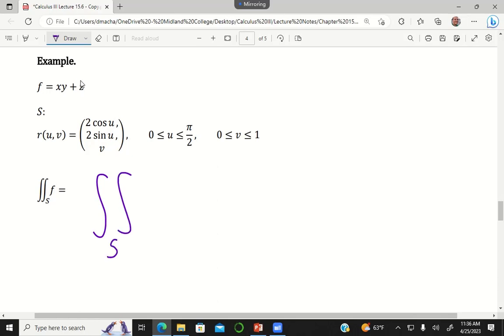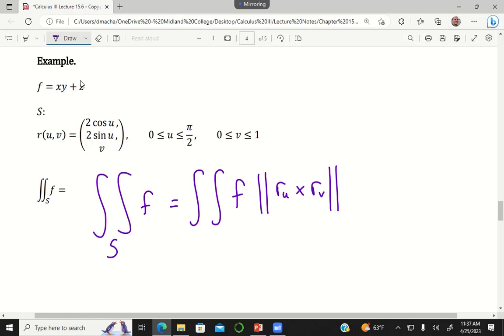Surface integral over a scalar field. The way we do this is we say we're going to take a double integral. This double integral is going to be over my parameters u and v. And what goes in the integrand is the scalar field itself times the norm of the cross product between the partial derivatives of my parametric surface, du dv. The bounds on u are 0 to pi halves, and the bounds on v are 0 to 1.